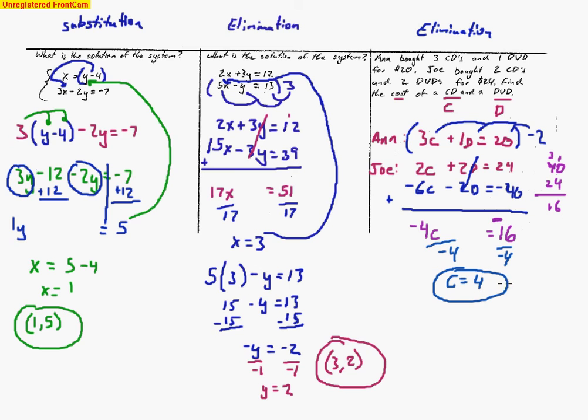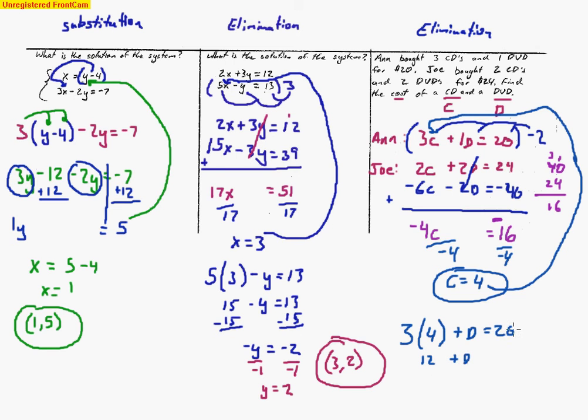Well, how much do the DVDs cost? Just plug that 4 back into one of these equations. I'm going to go ahead and pick this one right here. So put it right in for Ann's equation, I guess. 3 times C, but in place of C we're putting 4, plus a DVD equals 20. So $12 was the cost of the CDs for Ann, and we want to find out how much the DVD is. You just got to subtract that 12 from the total cost that she ended up paying, which was $20, and that gives us $8 for the DVD. So there it is, $8 for the DVD, and we have $4 for the CD.